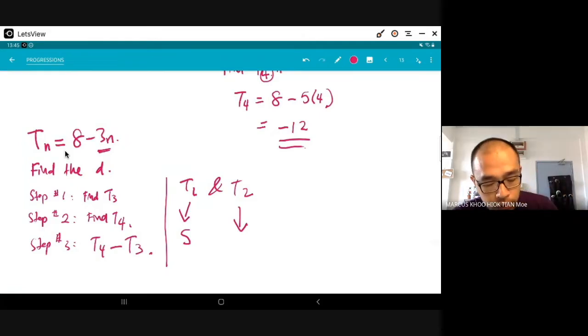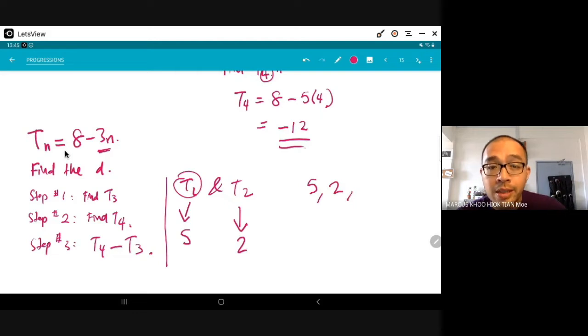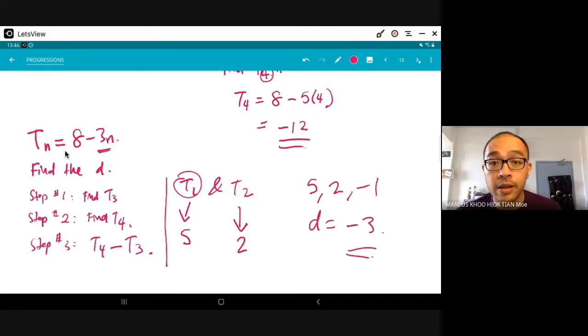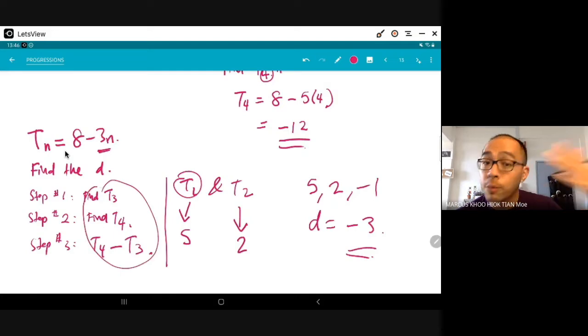Okay, T2 is 2. So I have T1 is 5, T2 is 2. That means my arithmetic progression is 5, 2, okay. What is my next number? Negative 1, because the D is, so that's how you find the D. Actually, kalau kamu guna cara Adrian yang first, kamu cari T3 and then T4, kau minus, also can. Okay, yang penting, yang di depan minus dengan yang di belakang.